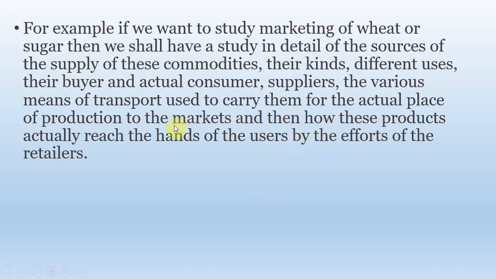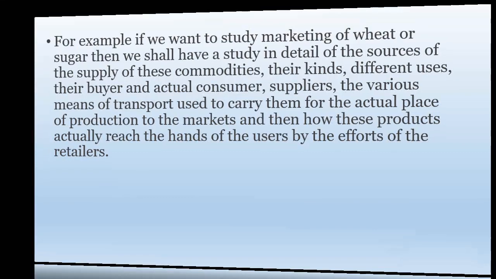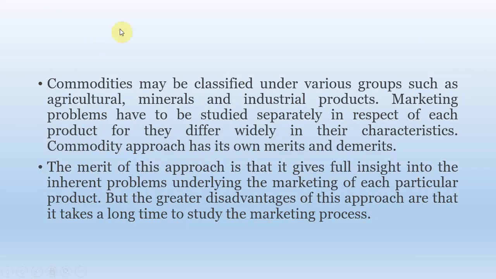Then how these products actually reach the hands of users through the efforts of the retailers. From the production, when the farmer sells, then the middleman, then the wholesaler, then the retailer, then we, the consumers. Commodities may be classified under various groups such as agriculture, minerals and industrial products. Marketing problems have to be studied separately in respect to each product, for they differ widely in their character.